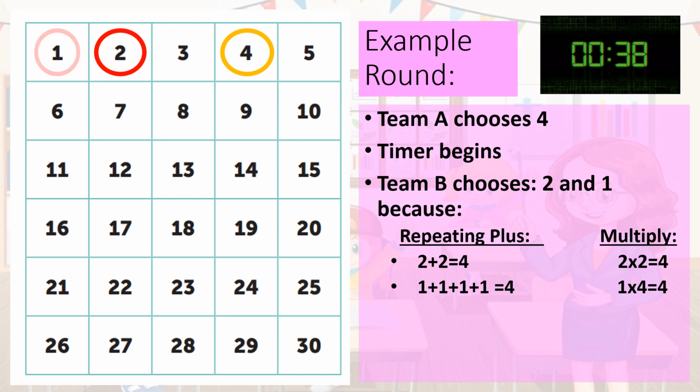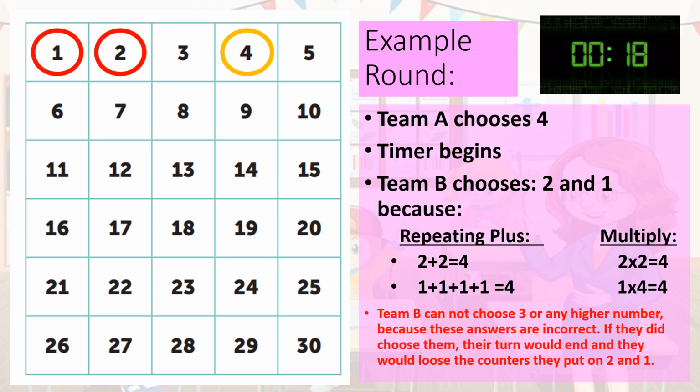Team B can also choose 1. They put their red counter on number 1. The repeated plus sum is 1 plus 1 plus 1 plus 1 equals 4. The multiplication sum is 1 times 4 equals 4.